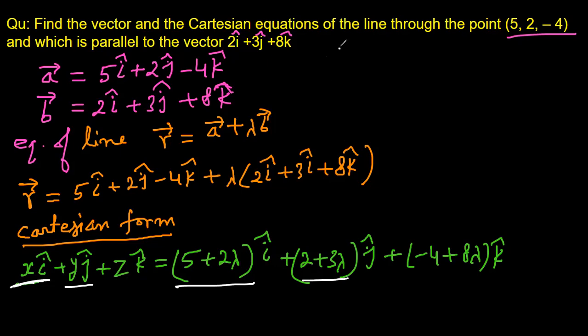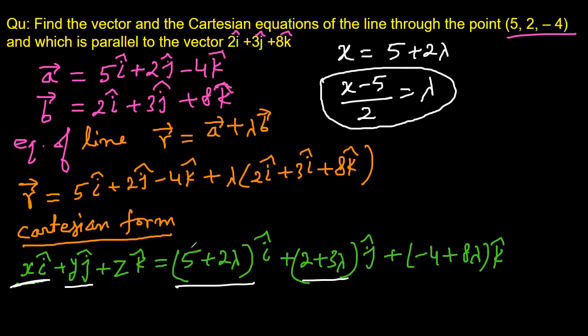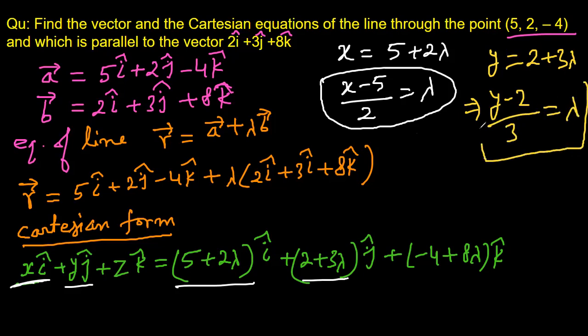So we would say x is equal to 5 plus 2 lambda. This gives x minus 5 equals 2 lambda, or you can say (x minus 5) by 2 is lambda. Now y equals 2 plus 3 lambda, so y minus 2 is 3 lambda, or (y minus 2) by 3 is lambda.